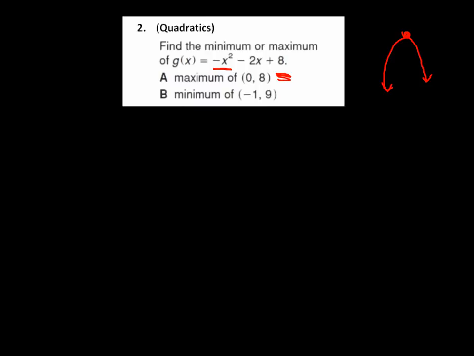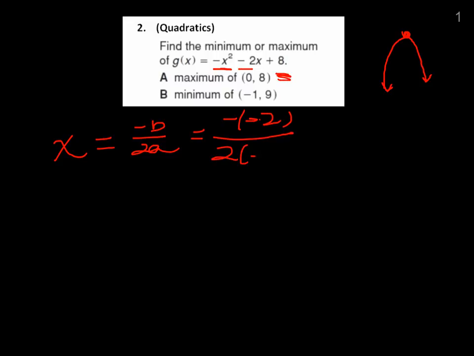You can also find the maximum or minimum by using the equation. You can find the x value by doing negative b over 2a. So that's going to be negative negative 2 over 2 times negative 1, and that'll give you a negative 1.